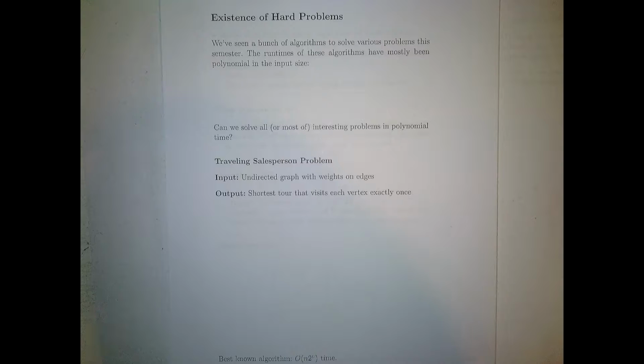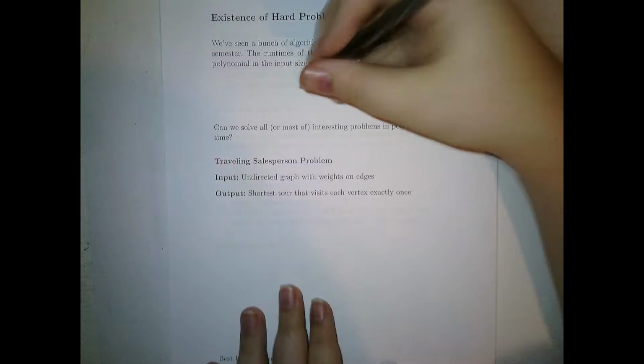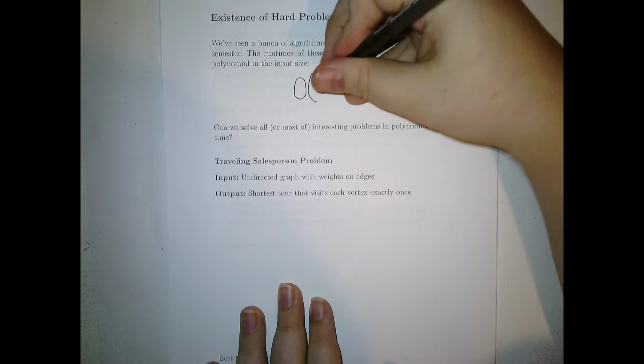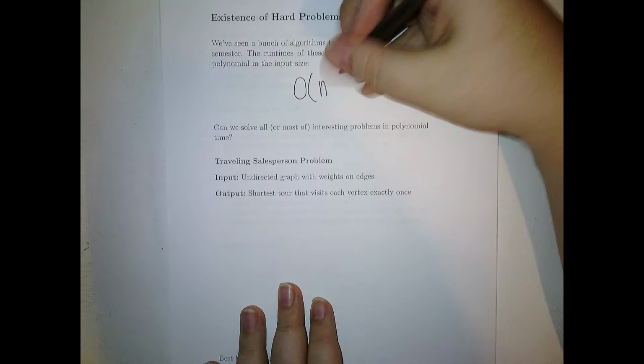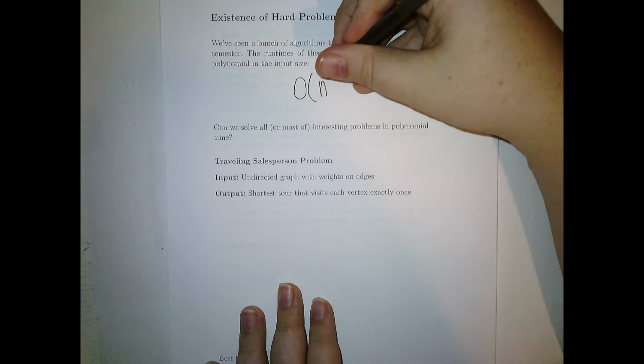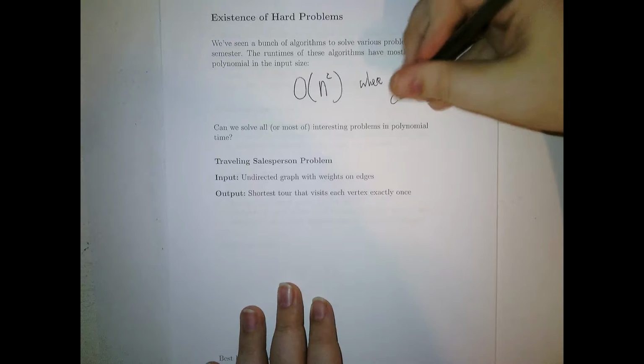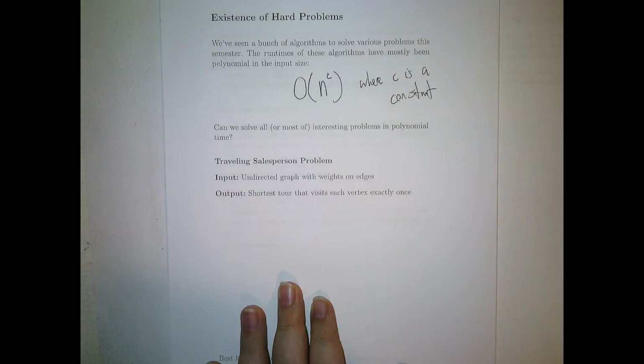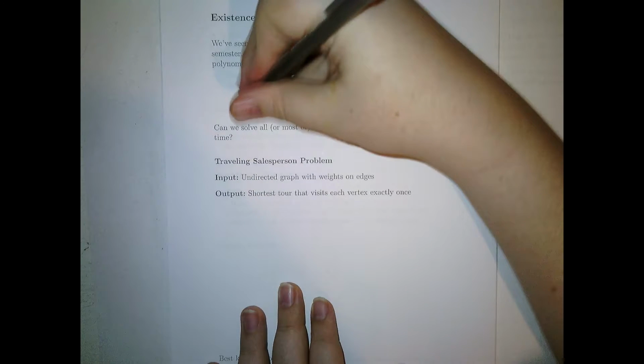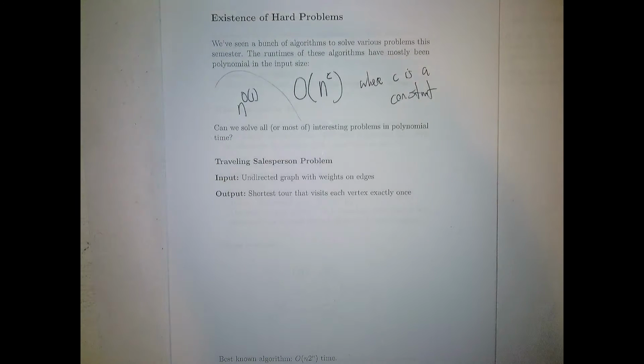So far in the semester, we've seen a bunch of algorithms to solve these various problems, these really clever algorithms, and the runtimes of these algorithms, for the most part, have been polynomial in the input size. By that, I mean you get like big O of n to a constant, where c is a constant. Sometimes you'll alternatively see this written as n to the O(1). So there's another way you can see this written. It's like n to the power of a constant.